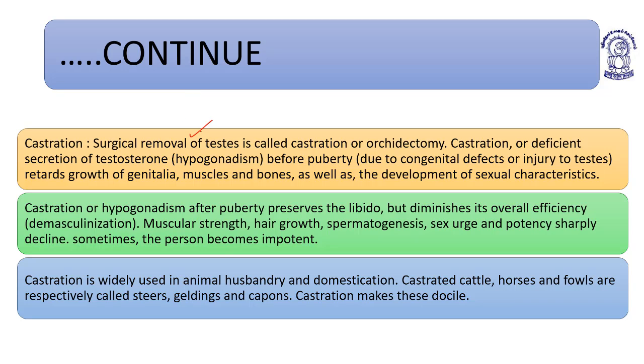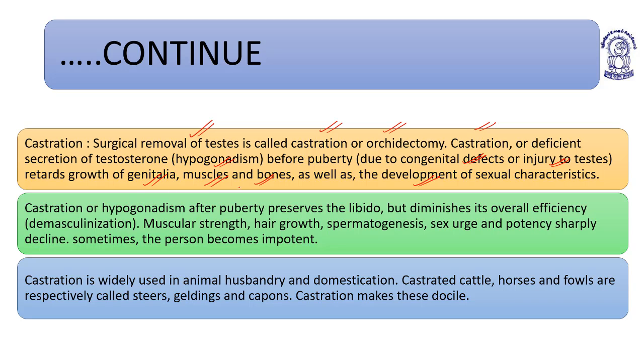Castration. Surgical removal of testes is called castration or orchidectomy. Castration or deficient secretion of testosterone, that is hypogonadism, before puberty due to congenital defects or injury to the testes retards the growth of genitalia, muscular mass, fat deposition, bone density, as well as the development of sexual characteristics.